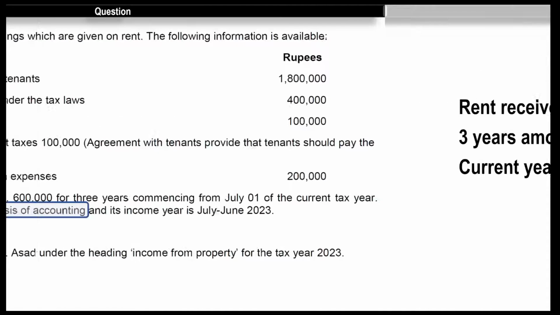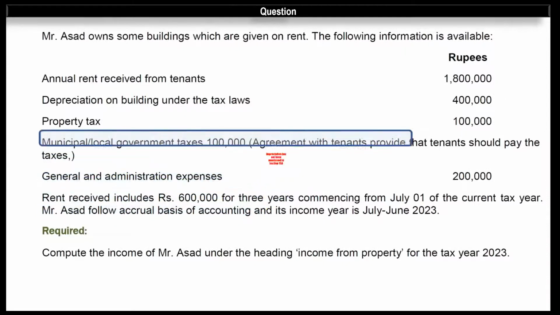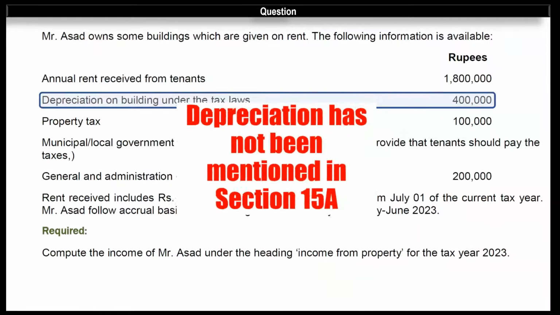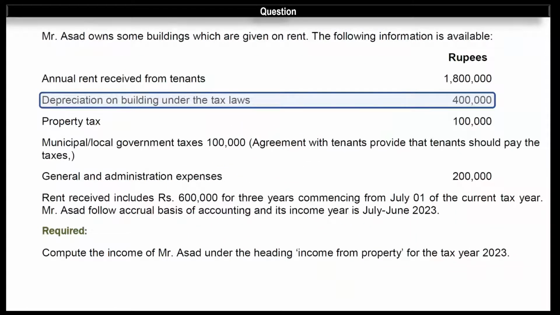Next information is about depreciation on building under tax law. Please note that there is a list of expenses given in section 15A which can be deducted from income from property. If any expense is not listed in section 15A, then it cannot be deducted from property income. So rupees 400,000 will have no impact on our calculations.